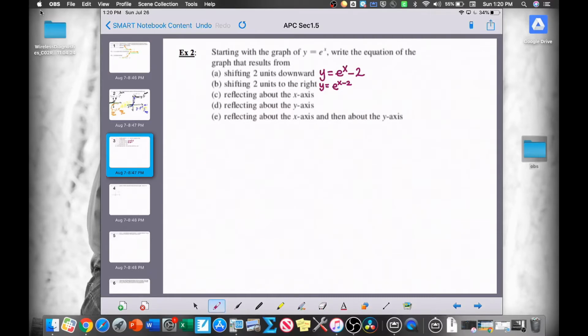Reflecting about the x-axis. X-axis reflections happen in front of the function. So y equals negative e to the x. Reflecting about the y-axis, that happens up in the exponent, so e to the negative x. And then finally, reflecting about both axes, we did one of these. This is negative e to the negative x. So those were easy.